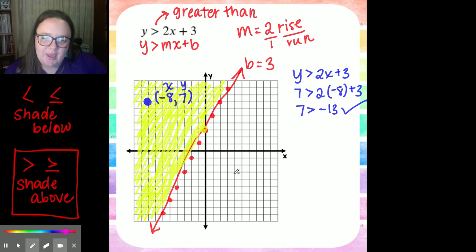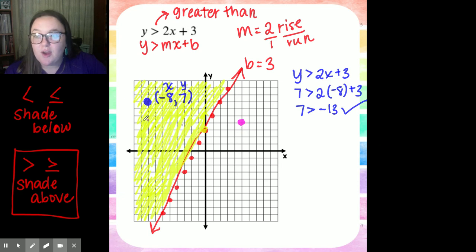Let's look at a pink point down here. Again, is this pink point going to work? It's not going to work, right? Because in the rule, we shaded above. It's in the non-shaded, so it's not going to work. Just to prove it, right? We're in this video, we're learning together. Let's make sure. 1, 2, 3, 4, 5, comma, 1, 2, 3, 4. So the X, the Y.